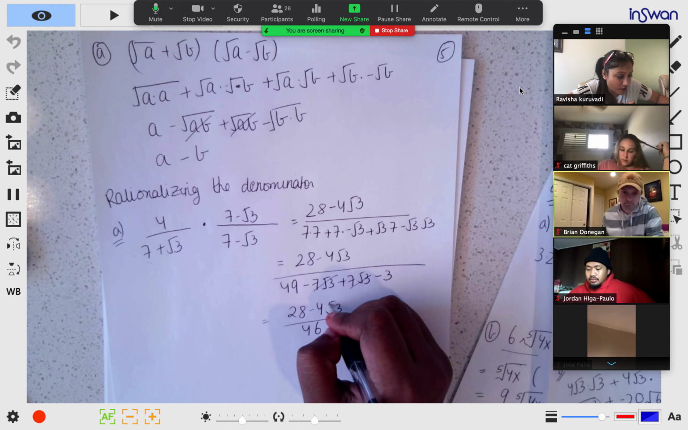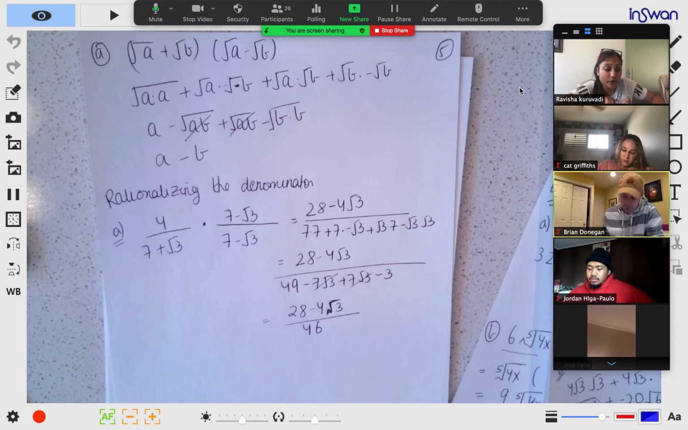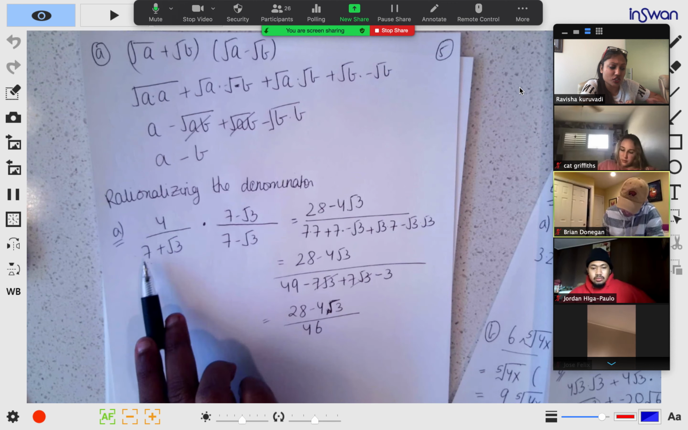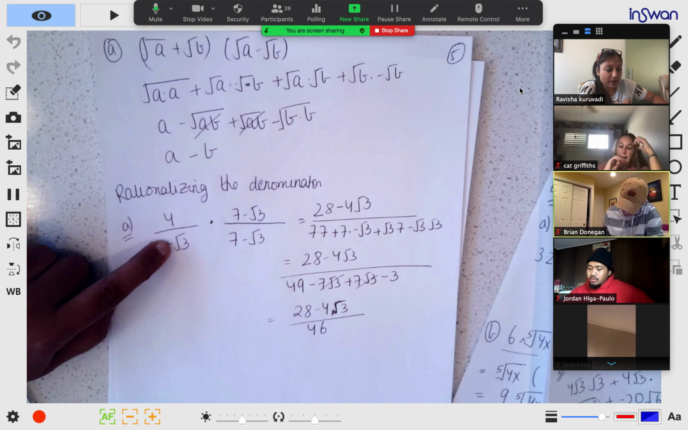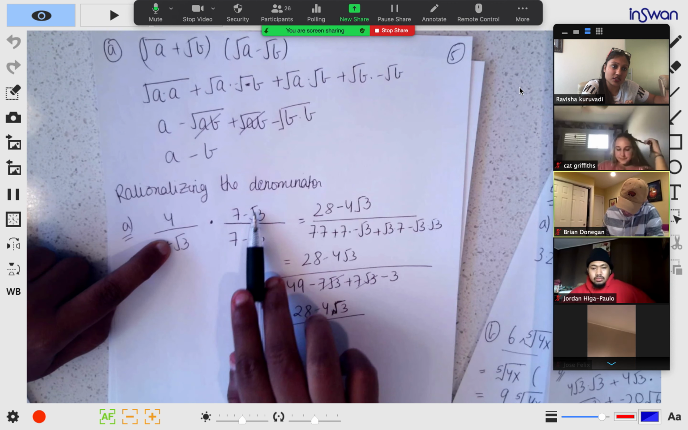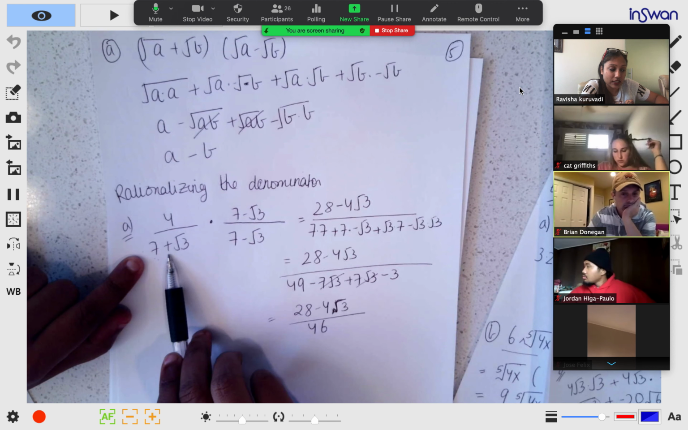Any problem so far? How I did this. So when you're rationalizing the denominator, when it's one term, you just multiply and divide with that term. If it was just root 3, you multiply by root 3, divide by root 3. That's it, and then solve. But when there are two terms, you change the sign of one term. I change the sign of root 3, multiply and divide with that, and then solve.